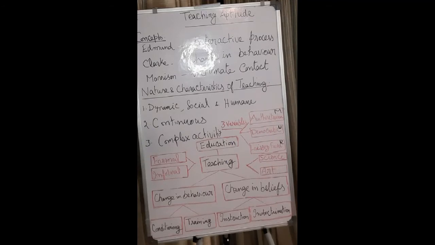So these are some of the definitions. Now the characteristics of teaching. It is dynamic, social and humane. It is humane, not human. Dynamic, why? Because teaching is an active process. First of all, it is a process because it is something which is happening. It is very active. It takes place between the teacher and the taught. There may be more than one pupil. So it is dynamic, always changing, because so many social and human components are involved.